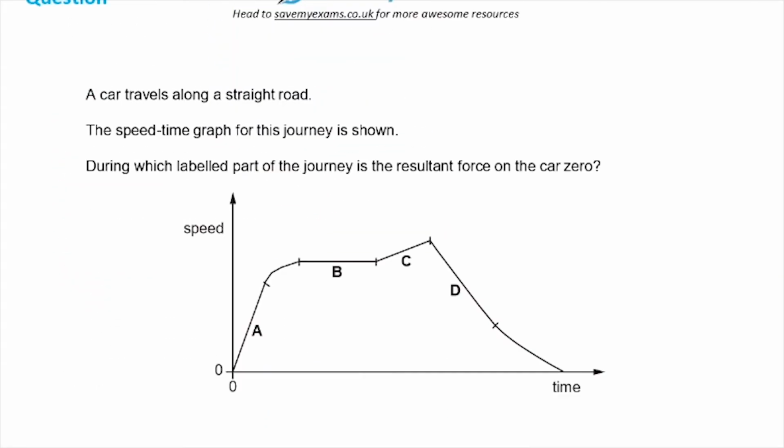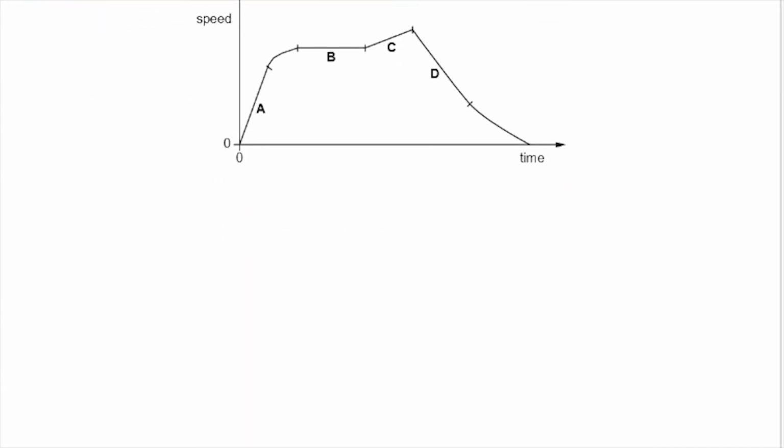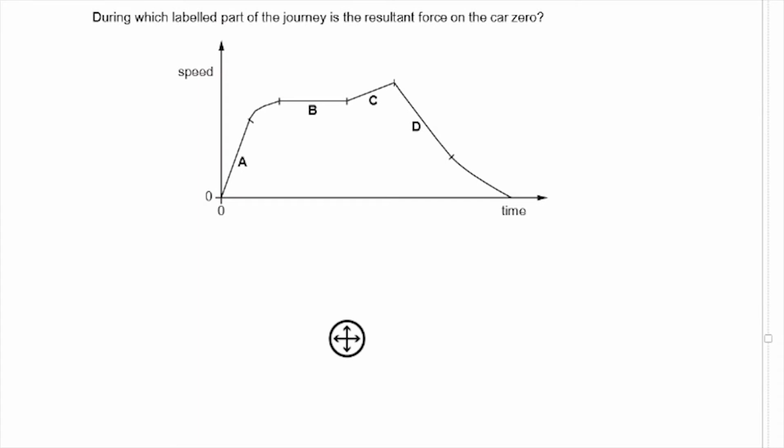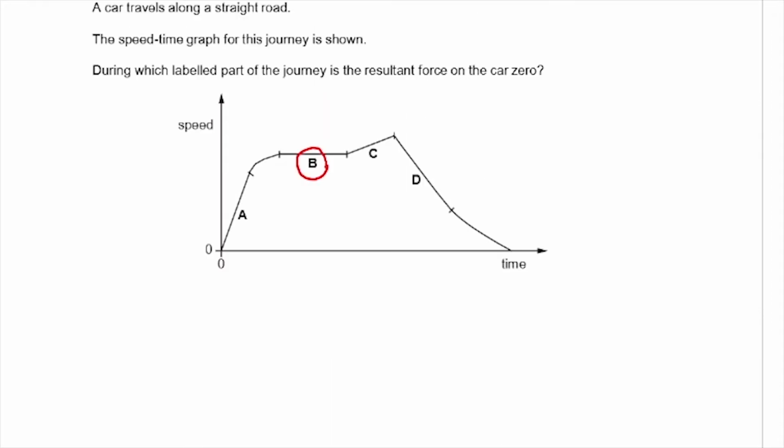Moving on. A car travels along a straight road. The speed time graph for this journey is shown, during which labeled part of the journey is the resultant force on the car 0? Now looking at that, where is the resultant force 0? The resultant force will be 0 at constant speed, so our answer here is B. Remember that this is a speed time graph. And when you're looking at a speed time graph, the gradient is going to give us acceleration. So in other words, the gradient of this graph is showing us the acceleration of this car.